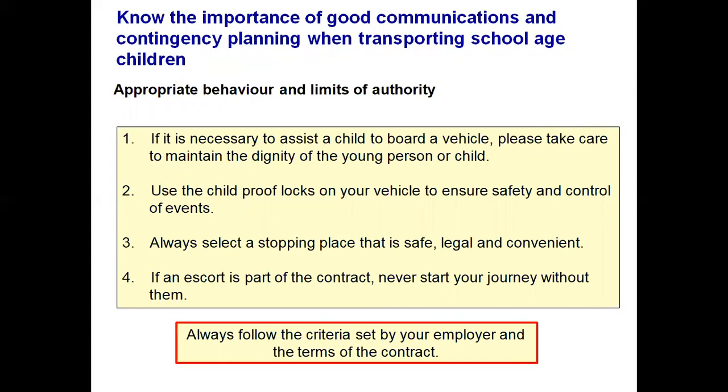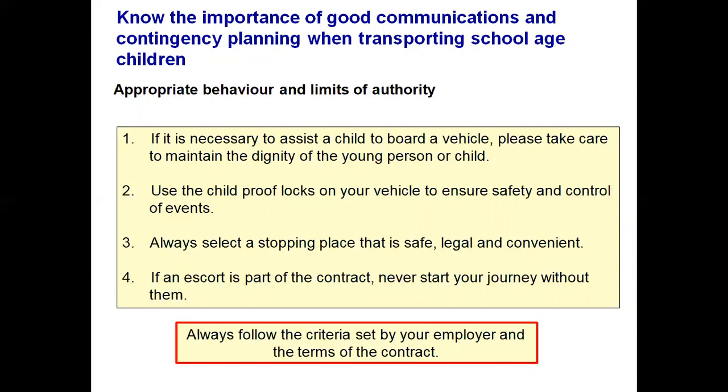Appropriate behaviour and limits of your authority. If it's necessary to assist the child to board or disembark from the vehicle, please take care to maintain the dignity of that young child or person. It may be they have some sort of impairment and have difficulty getting out of your vehicle. Park up in such a way so that they're not on full display to the rest of the children in and around the playground or the school area. Maintain their dignity so that they're not embarrassed as you help them out of the vehicle.